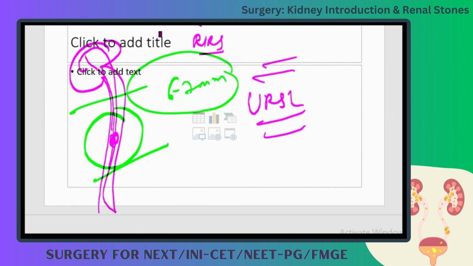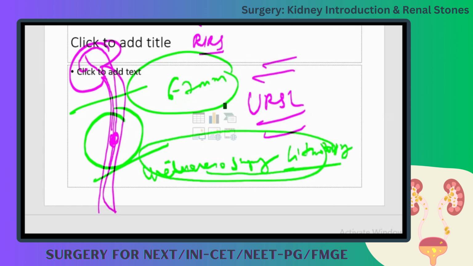Ureteroscopic lithotripsy. Very good. Ureterorenoscopic lithotripsy. You just put a scope from below into the ureter. You do lithotripsy. That is ureterorenoscopic lithotripsy. So whenever the stone size is more than 7 mm, you can do a ureterorenoscopic lithotripsy. This is also retrograde. You just put scope from below and you fragment it.